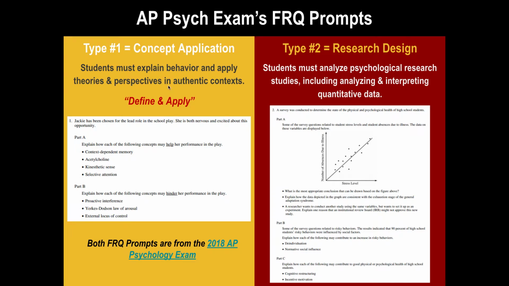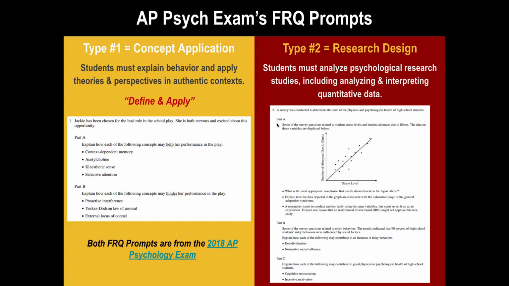So there's two types of AP Psych FRQs. We ended last class by talking about this, but I just want to go over it one more time. There's type 1, which is concept application. That's what you're going to be doing today for the most part. Then there's type 2, which is research design. Your FRQ today will also have some research design.